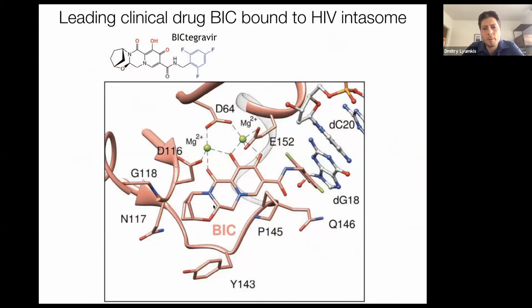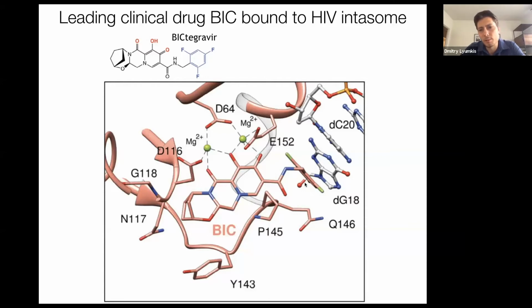So this is how the compounds bind to the active site. Over here, what I'm showing is the leading clinically used drug, bictegravir, bound to the intasome active site. You can see that there are 3 electronegative atoms that chelate two of the magnesium ions bound to the integrase active site. And there's a linker region that connects the core of the compound to a halogenated benzyl moiety.